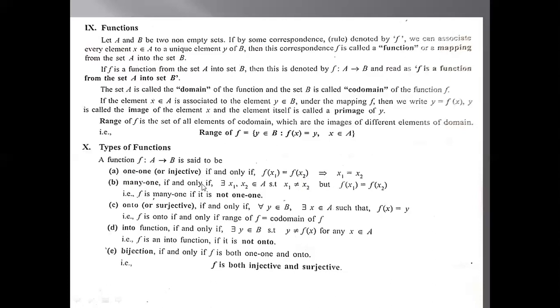Many-one function, next one, if and only if x1, x2 belongs to A such that x1 not equal to x2. See here, if x1 is equal to x2, then f of x1 is equal to f of x2. But suppose x1 not equal to x2, but f of x1 is equal to f of x2, then f is many-one. If it is not one-one, this function f is many-one function.